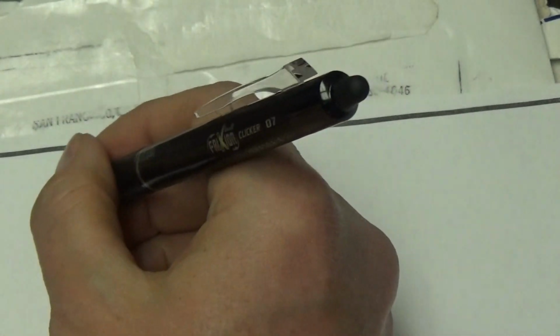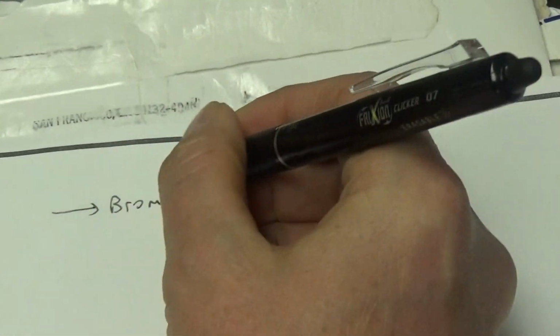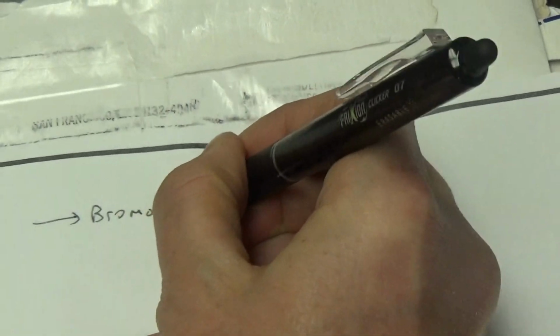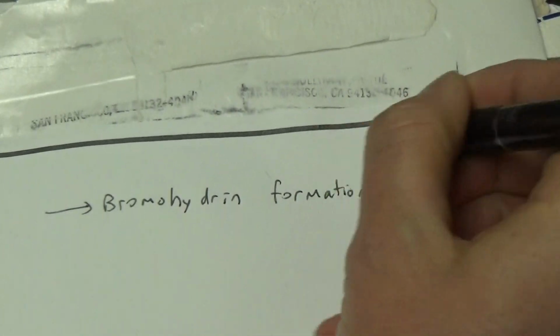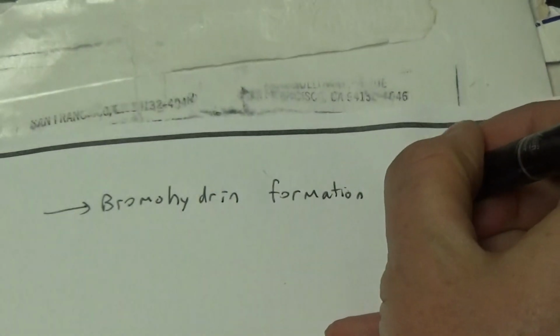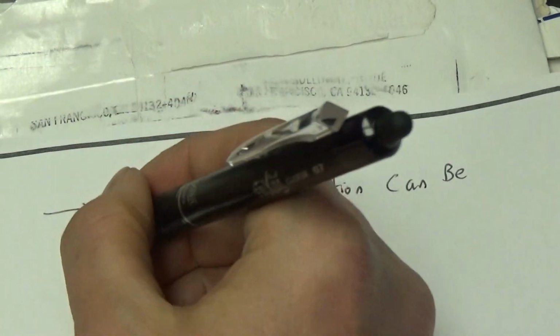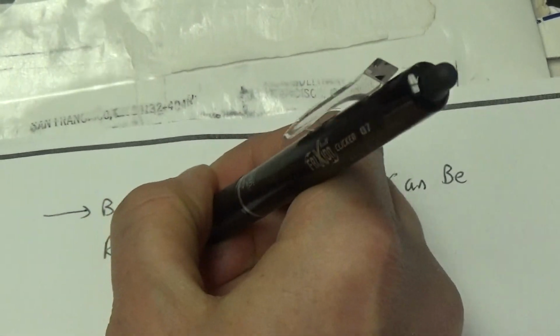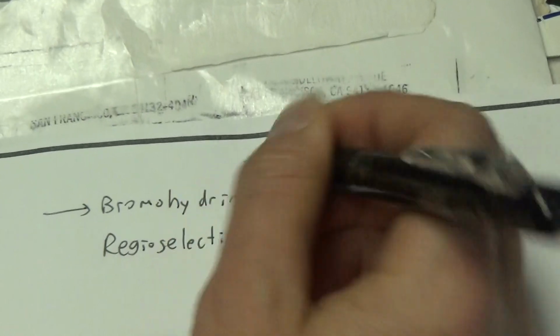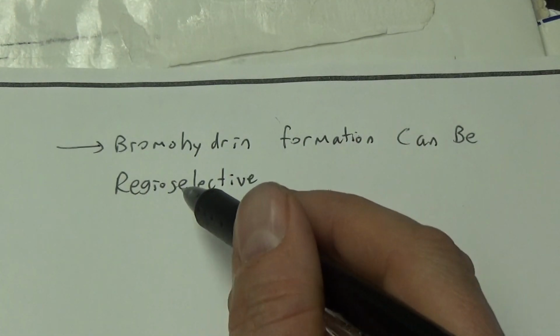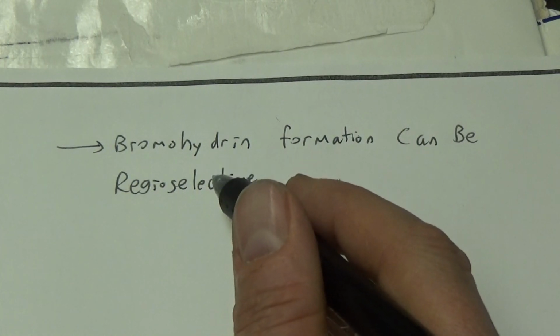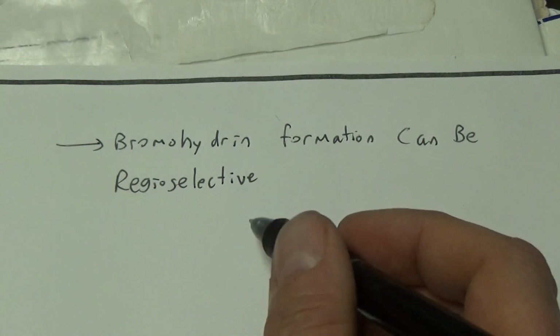So a little more on the bromohydrin. So bromohydrin, which is just a Br next to an OH, right? Formation can be regioselective. So what does regioselective mean? It's kind of like, where does the OH go, where does the Br go? And I'll just show an example of it.